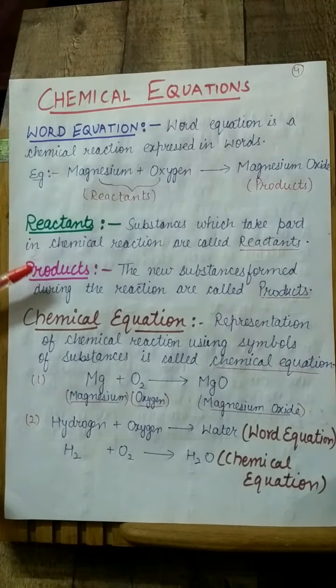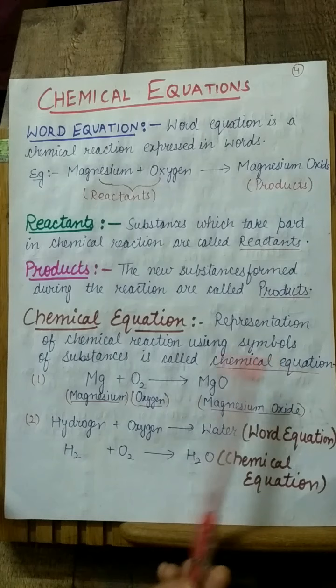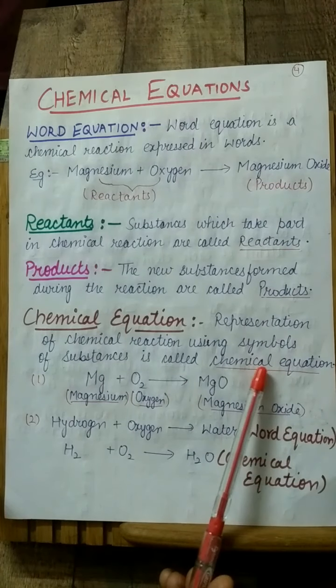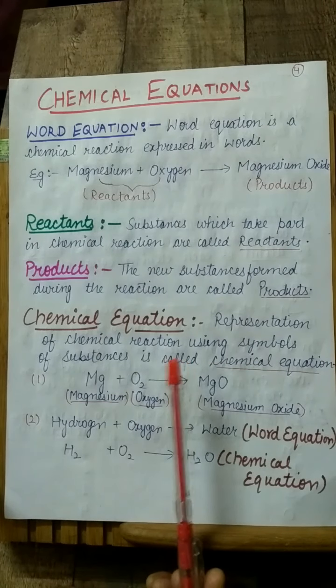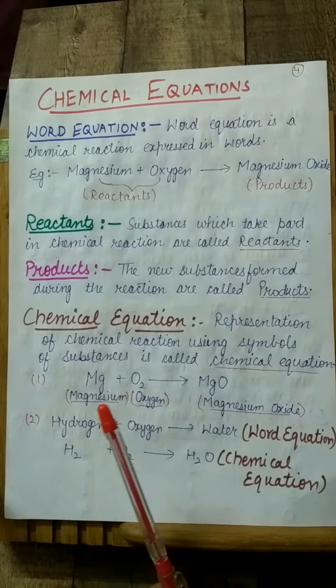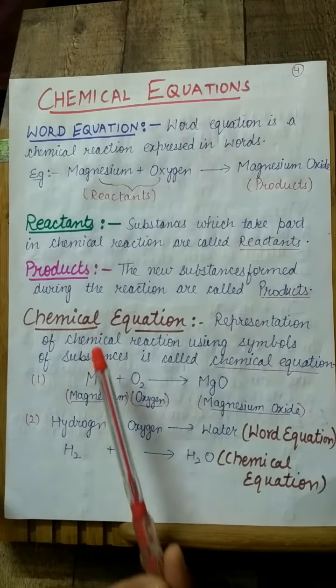Now as the three terms are clear to you, we are going to discuss the chemical equation. What is a chemical equation? Representation of a chemical reaction using symbols of substances is called a chemical equation. Meaning to say, as you know, each and every element has its own unique symbol. So when we are using the symbols and writing the equation, that equation is known as a chemical equation.